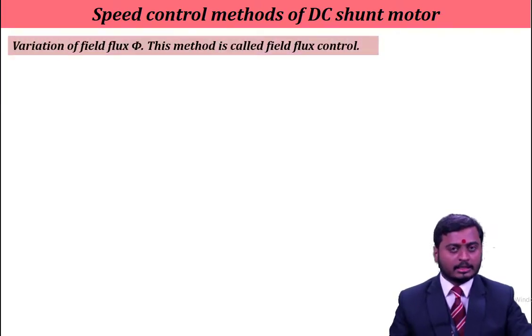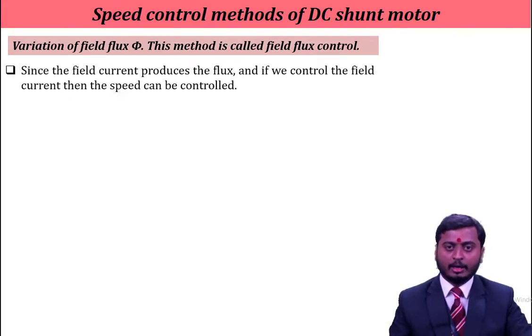Let's discuss the second method, that is variation of field flux phi. This method is also called the field flux control method. Now we already know that the field current is responsible for the production of flux, and therefore if we have control over the field current, obviously we can control the flux also.